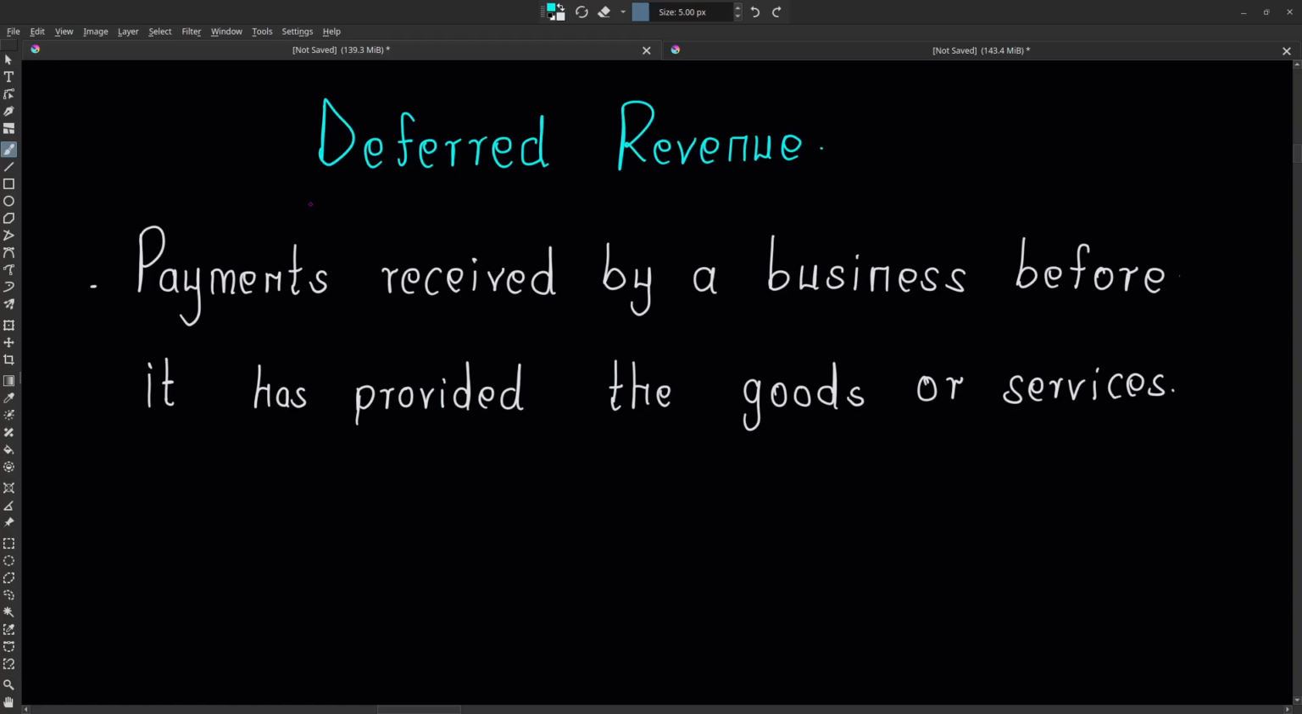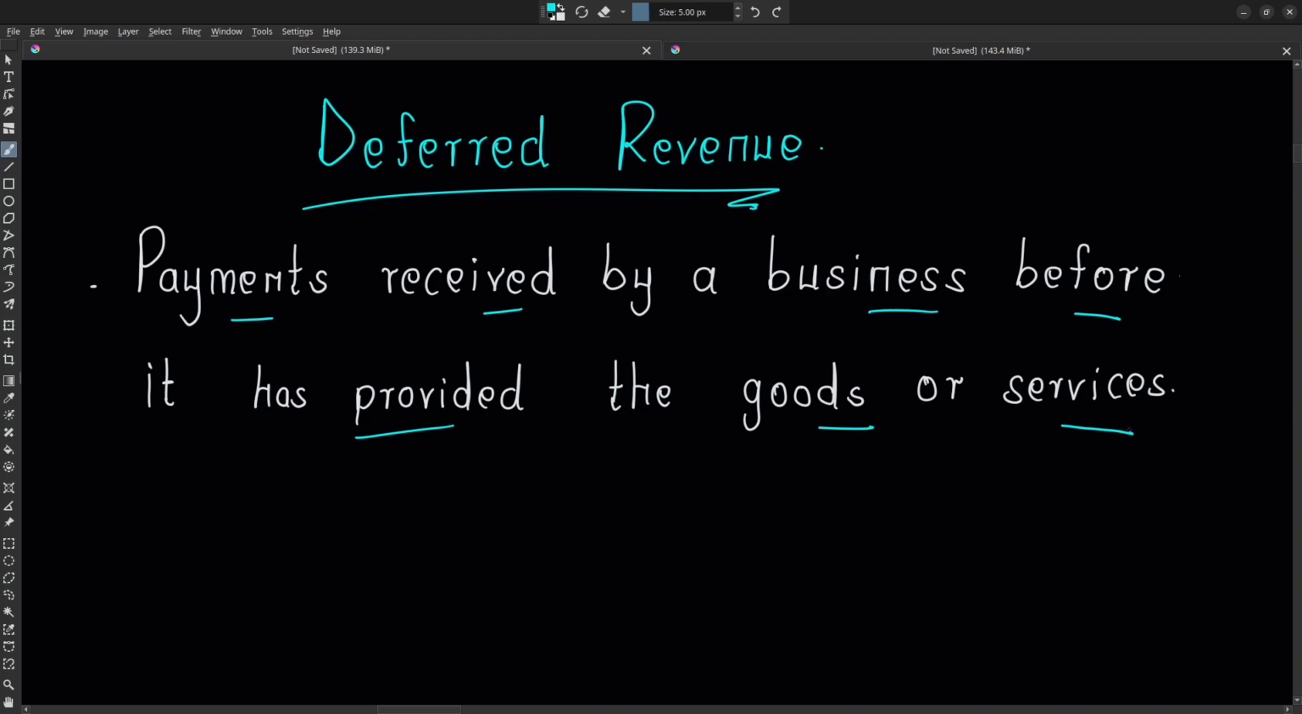Hello, let us look at deferred revenue. Deferred revenue is payments received by a business before it has provided the goods or services. This means you have a client who has come and paid for something, but you're yet to give them the goods that you are selling, or the services that you are providing. You are yet to provide this to this client, but they have already paid you.